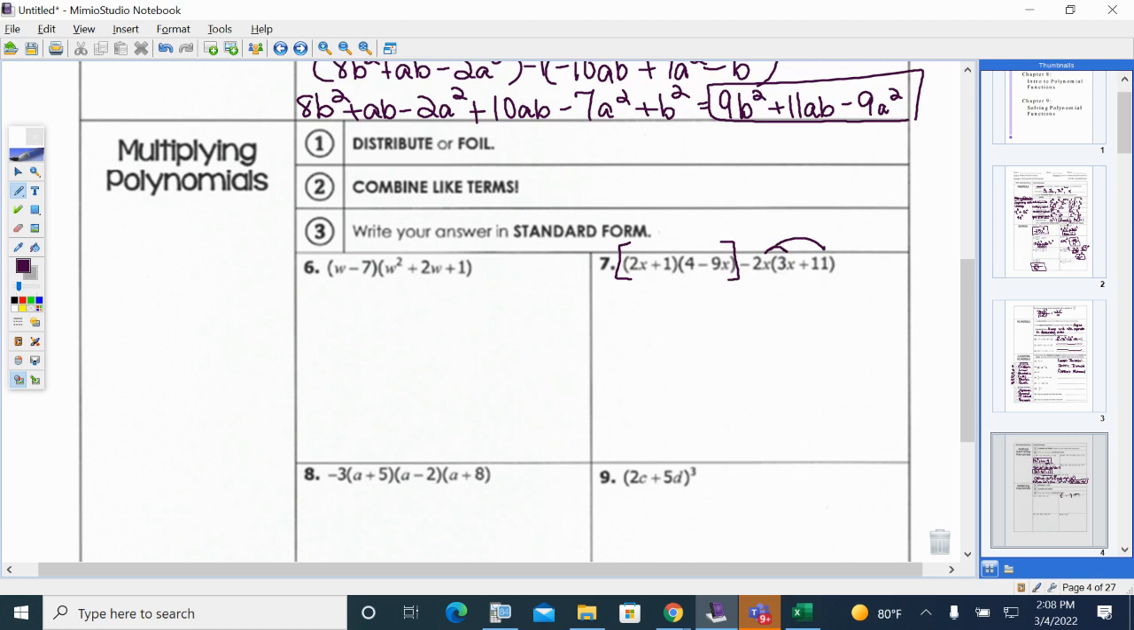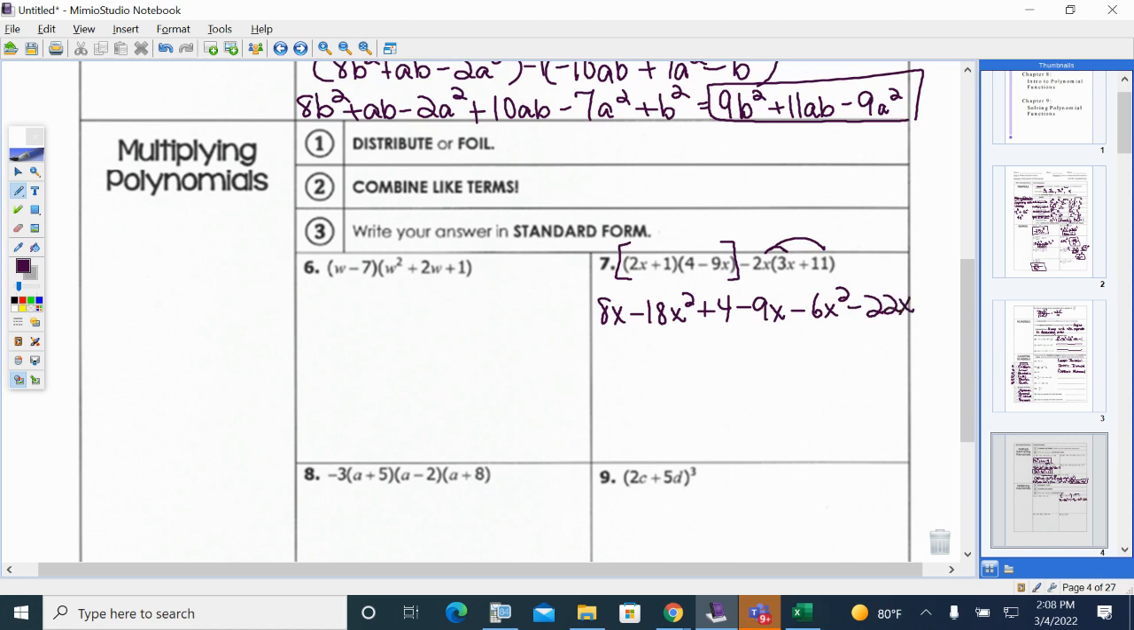So starting with the FOIL, 2x times 4 is 8x. 2x times negative 9x would be negative 18x squared. 1 times 4 is 4. And then 1 times negative 9x is negative 9x. And then I'm going to distribute the negative 2x. So I get negative 6x squared and a negative 22x.